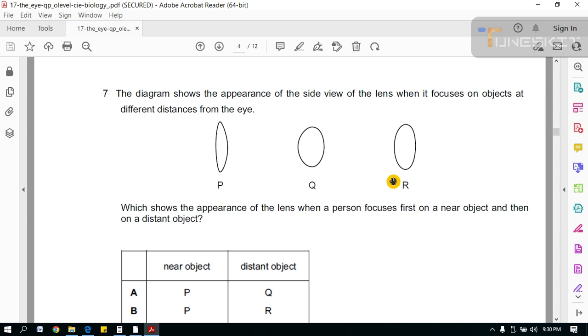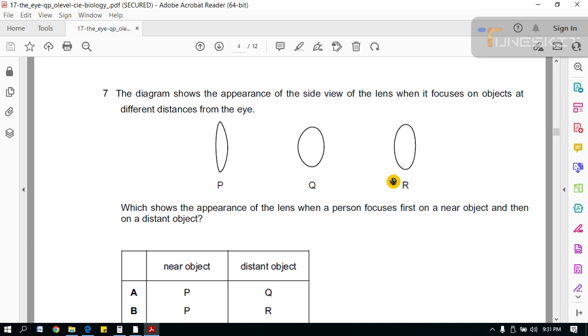Now you have another case. The diagram shows the appearance of the side view of the lens when it focuses on objects at different distances from the eye, which shows the appearance of the lens when a person focuses first on a near object and then on a distant object, right?